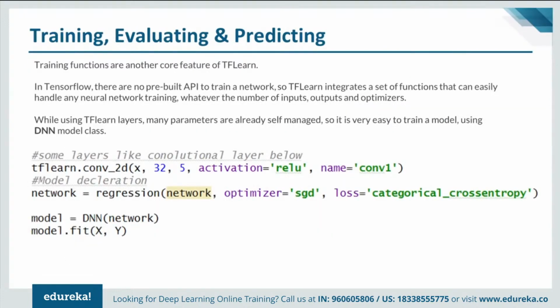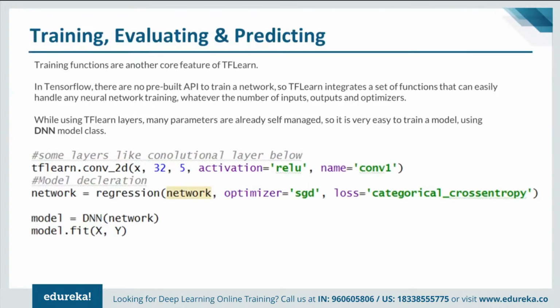Predicting is more or less the same, just like in Keras, where you can fit convolution neural networks, here with tflearn.conv2d. The only difference is this regression. This regression doesn't actually mean a linear regression. You can think of this regression as the way we used to do compile in Keras.